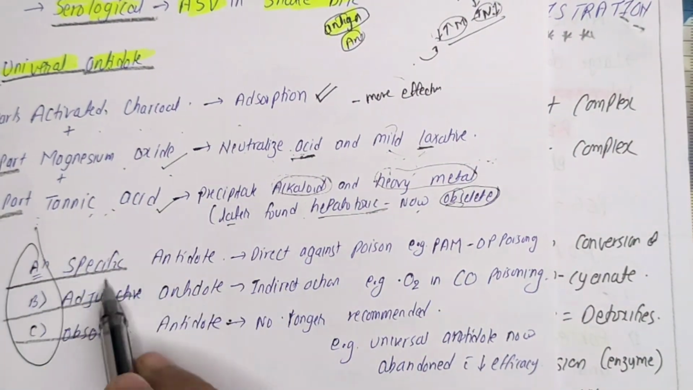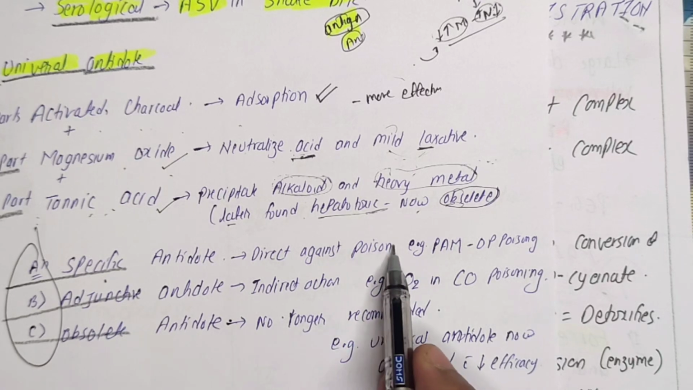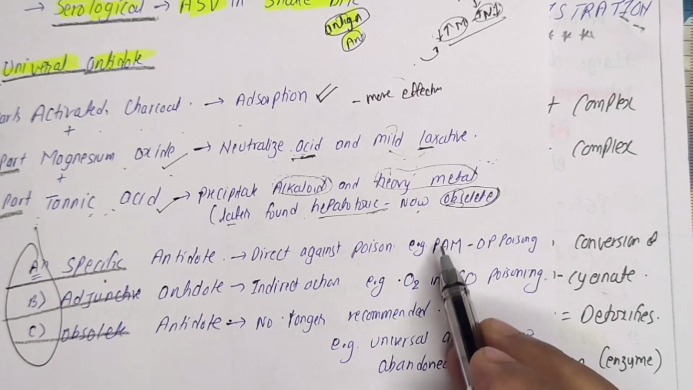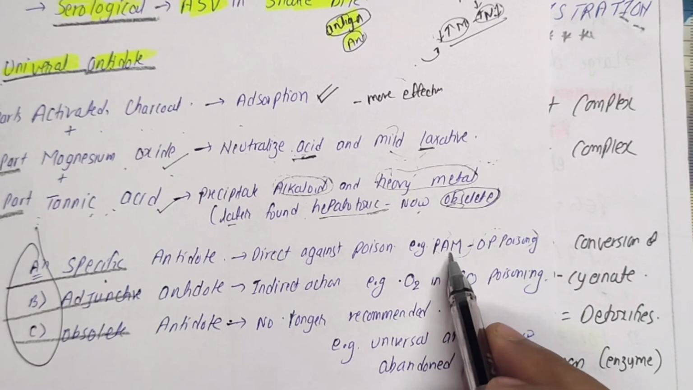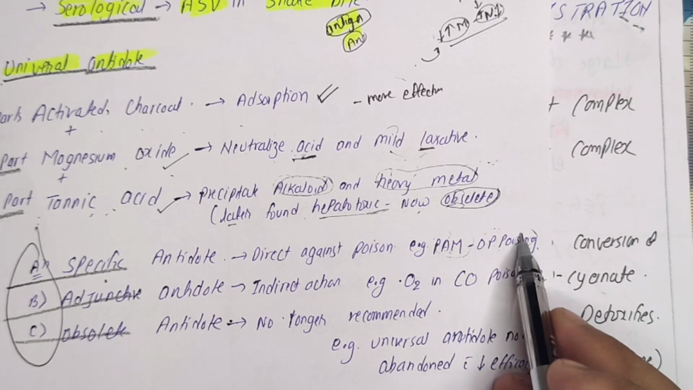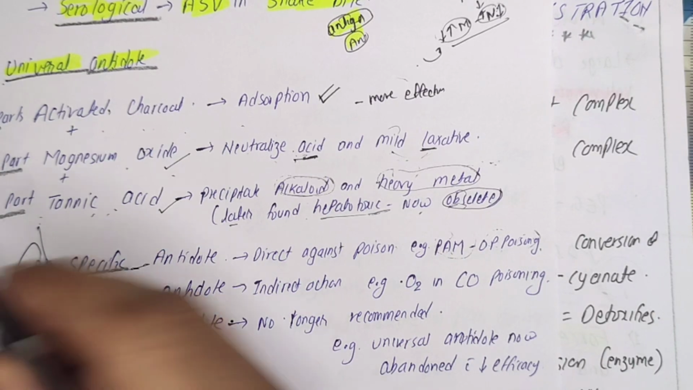So first is the specific antidote, meaning it will directly go to the poison, interact with the poison and counteract it. Example, pralidoxime in OP poisoning or atropine in OP poisoning. Directly going against the OP poison, countering its activity. It's called specific, one-to-one.